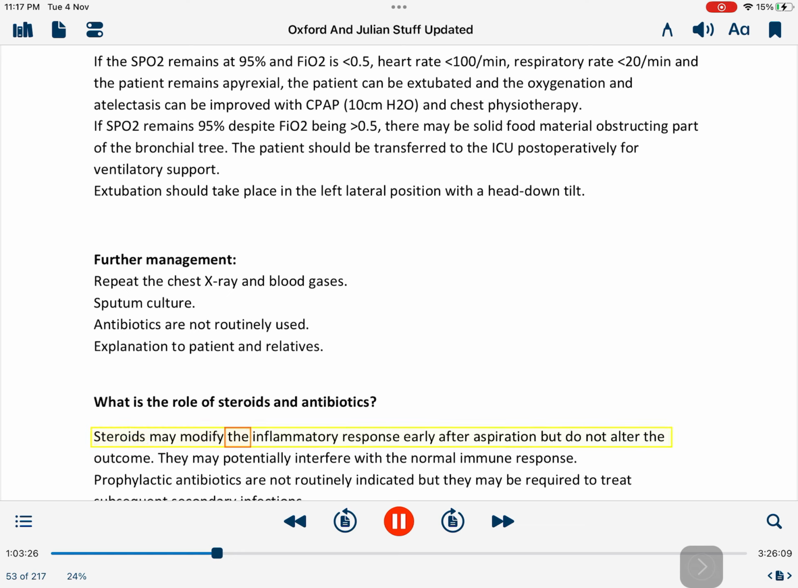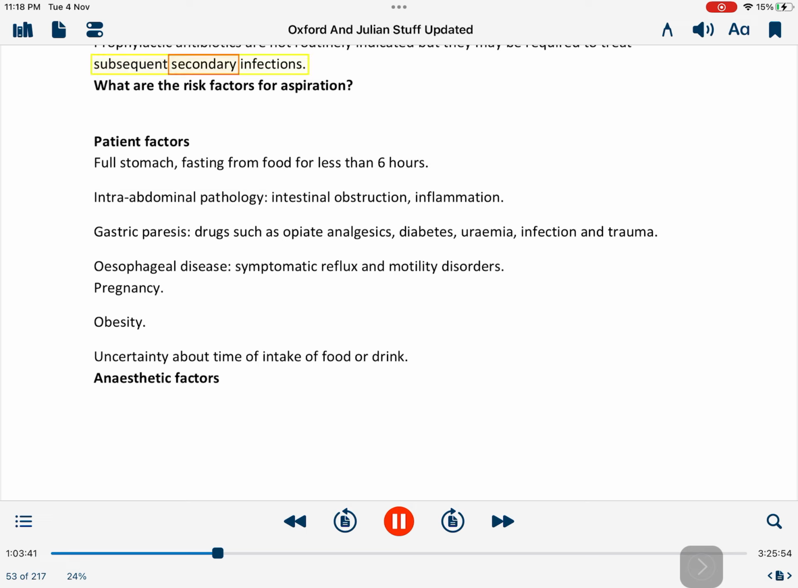Steroids may modify the inflammatory response early after aspiration but do not alter the outcome. They may potentially interfere with the normal immune response. Prophylactic antibiotics are not routinely indicated, but they may be required to treat subsequent secondary infections.